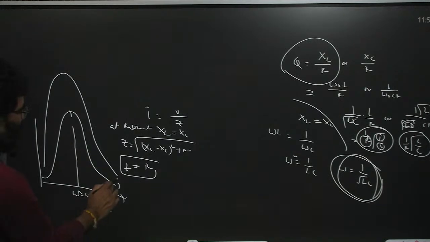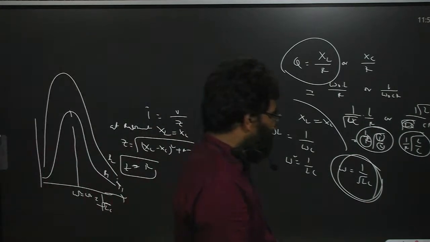So I1 and I2. So R1 and R2, which one is greater? Current is more, resistance is less. Definitely R2 is less than R1.